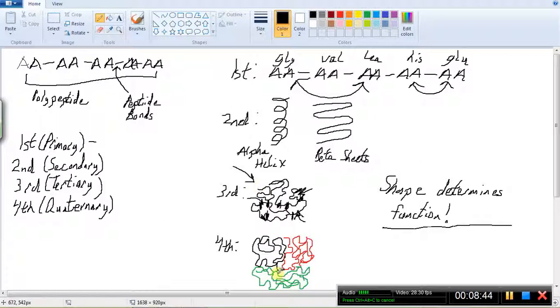So you can think about this. If your protein does not fold correctly, it makes a shape it's not supposed to, then it's not going to do the job that it's supposed to do. That's why protein folding and learning about all these structures is so important, because if a protein doesn't make the right shape, then it cannot do the job that it's supposed to do.